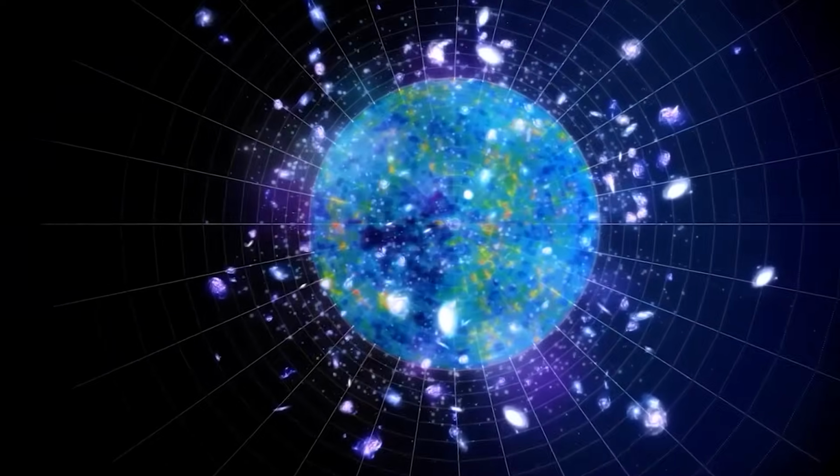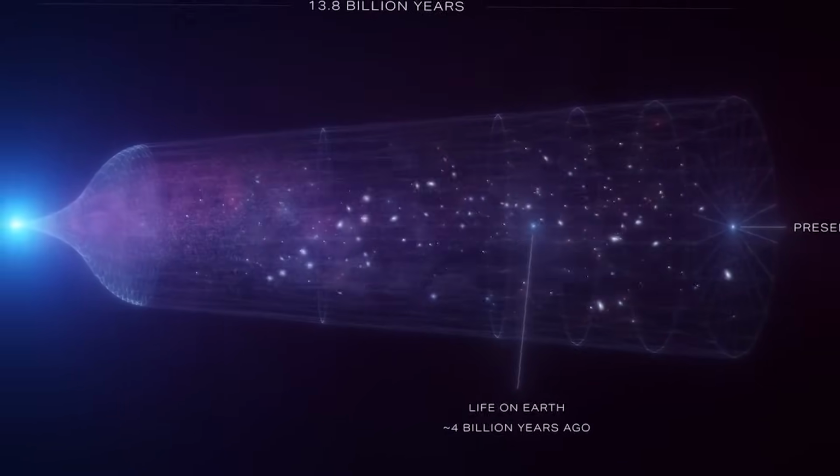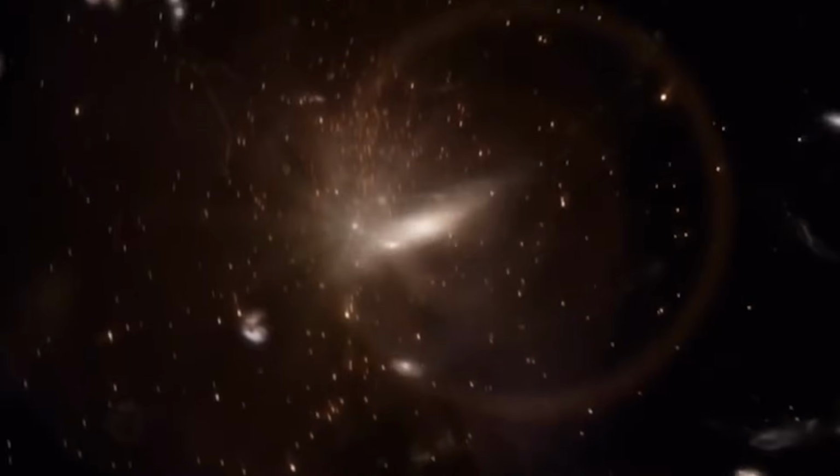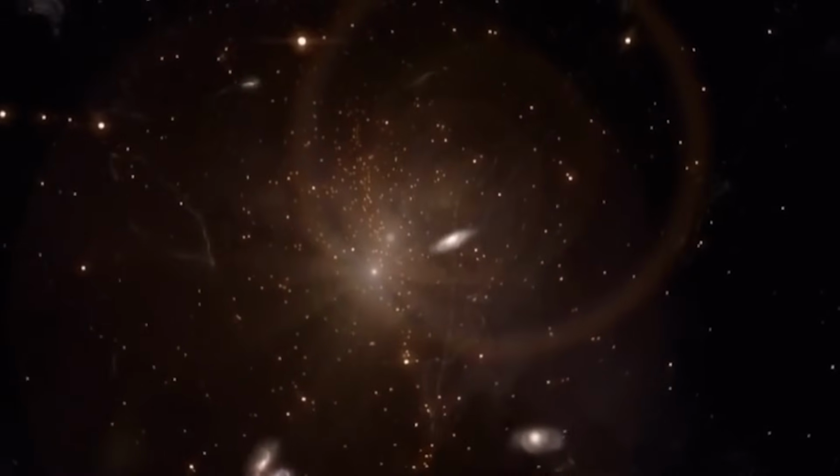The discovery of these 6 galaxies is a testament to the remarkable capabilities of the James Webb Space Telescope. Its powerful infrared capabilities allowed it to peer through dust clouds that obscure visible light, revealing these distant galaxies that have been hidden from our view.